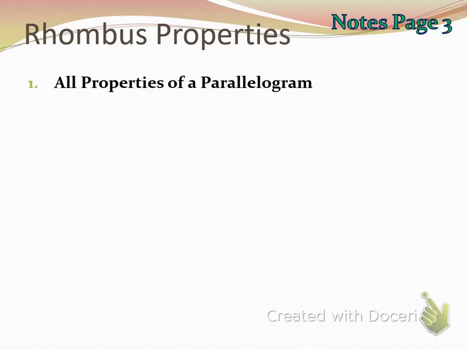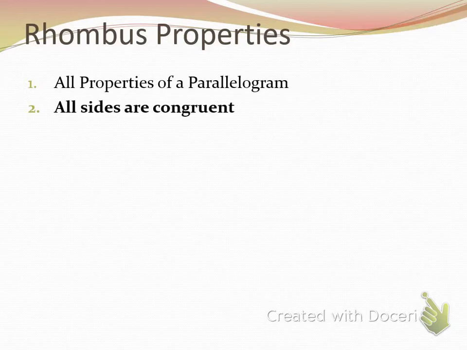Okay, so that one's not new. It has all the properties of a parallelogram. It also has all congruent sides, or all sides congruent, however you want to say it. All congruent sides. The next two are new, and they're specific to a rhombus.